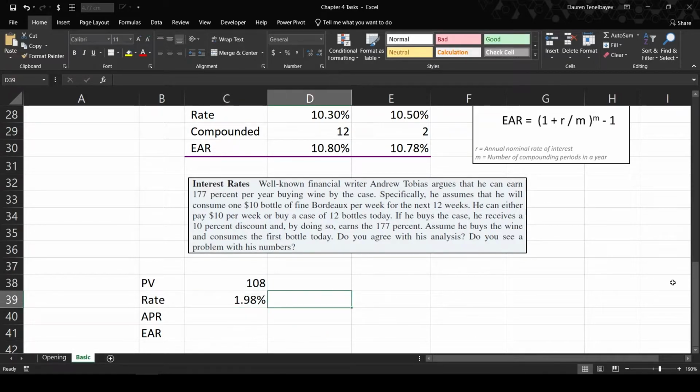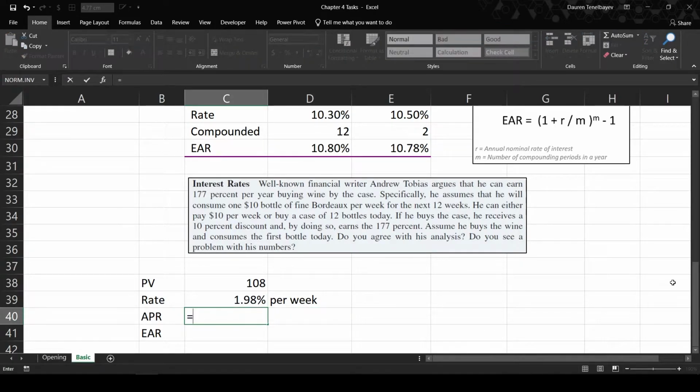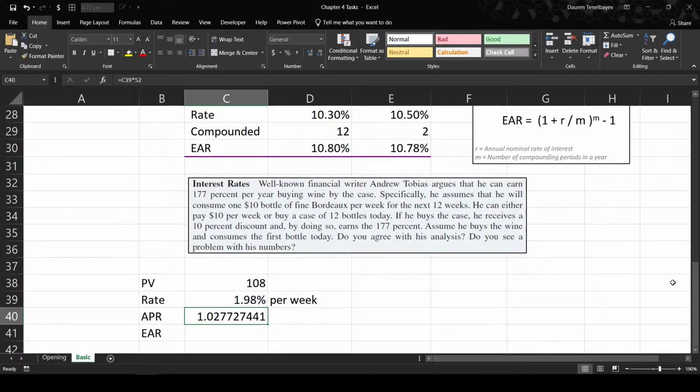So that's the rate for 1 week. So in order to have the annual percentage rate, we multiply this by 52, the number of weeks in 1 year. We will convert the present value to a percentage, and we will end up with 102.